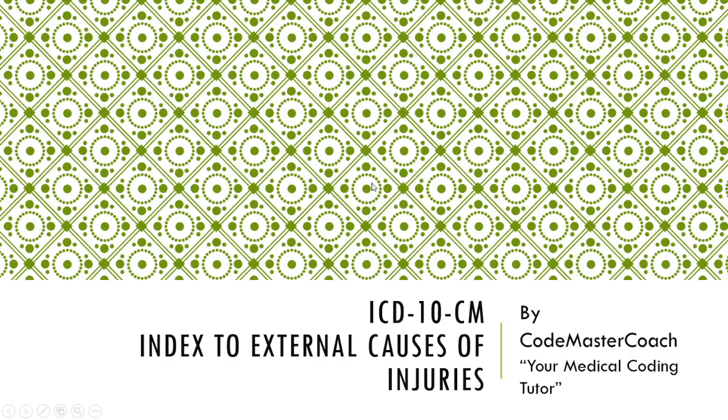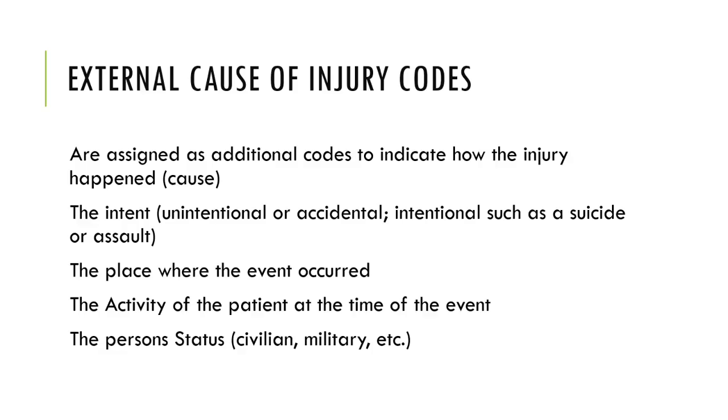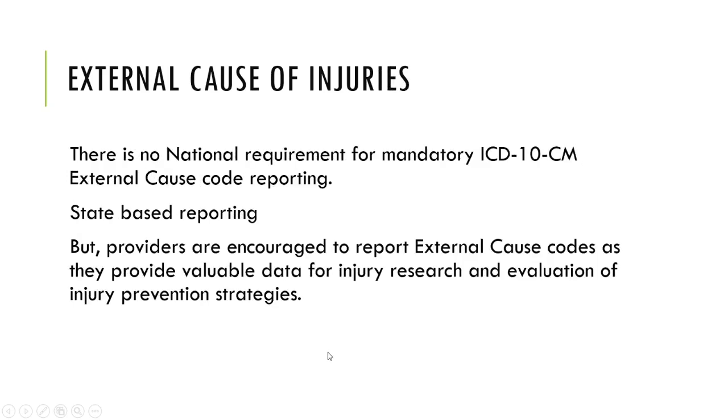All right. Repetition to me is the best way to learn. So again, we're talking about external cause of injury codes. We said that they are assigned as additional codes to indicate how the injury happened, its cause, the intent, unintentional or accidental, intentional such as a suicide or an assault, the place where the event occurred, the activity of the patient at the time of the event, and the person's status. Were they civilian, military, etc.?